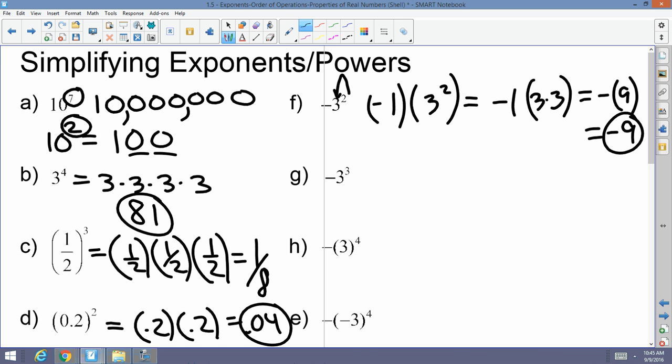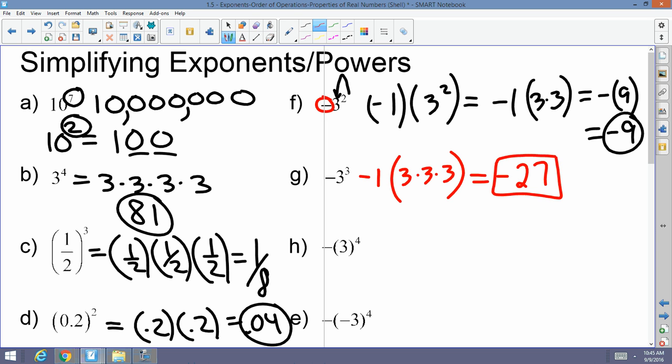I went way further than you have to. You probably could have gotten it quicker. But the key here, that negative was not affected. You feel me? Okay. How about for letter G? I got -3 cubed. So this is a -1 times a 3 times 3 times 3. 3 cubed is 27 times -1, so that's -27, sir.